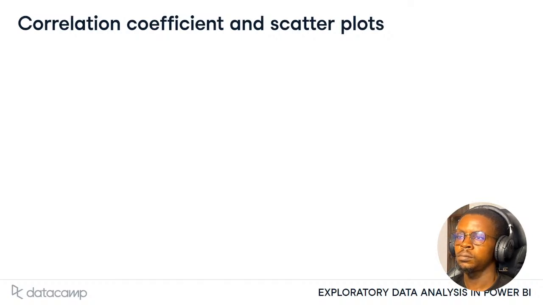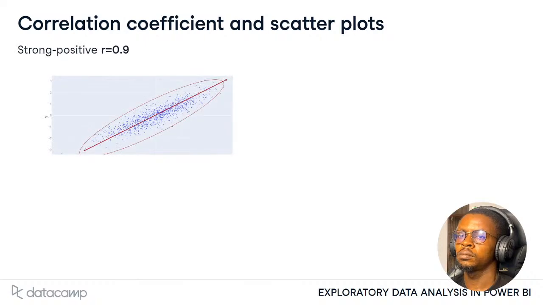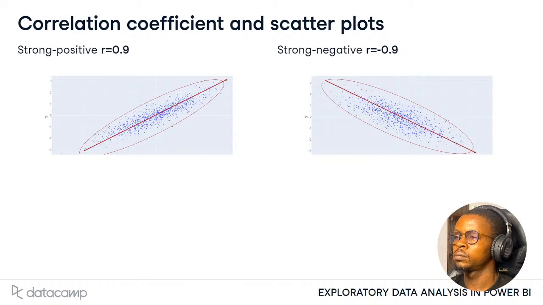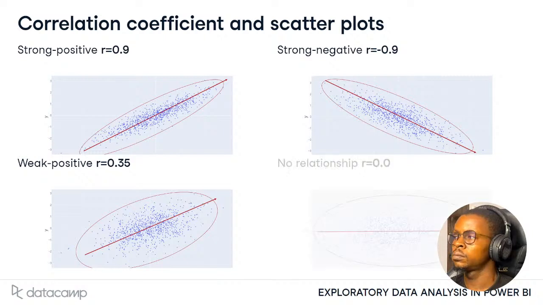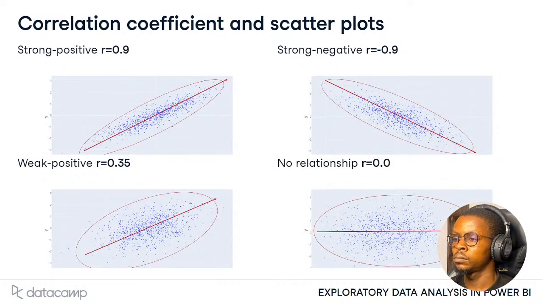Returning to our example scatterplots, let's add a correlation coefficient for each. 0.9 for the strong positive relationship, -0.9 for the strong negative relationship, 0.35 for the weak positive relationship, and 0, of course, for no relationship.